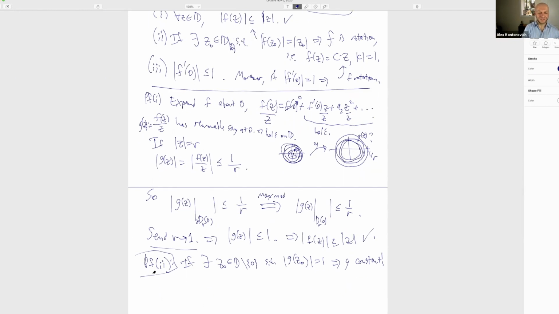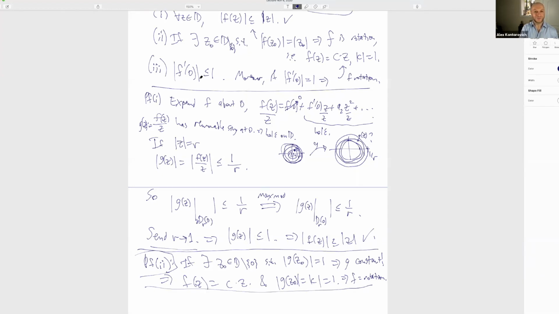And if G is constant, then F of Z is that constant times Z. And that constant has absolute value 1. And G of Z0, which is equal to C, has absolute value equal to 1. So F is a rotation. Cool? Okay.